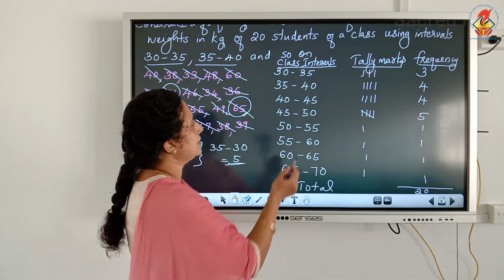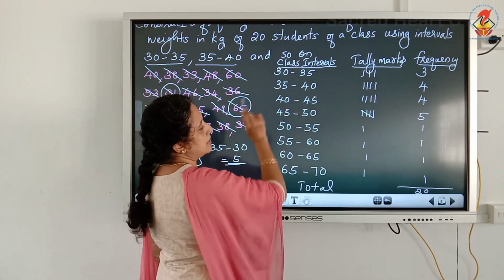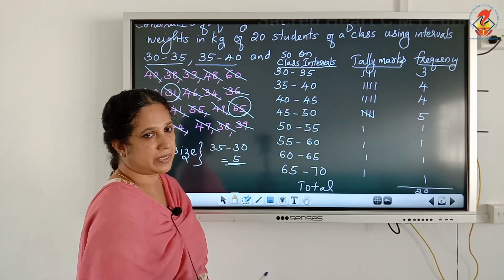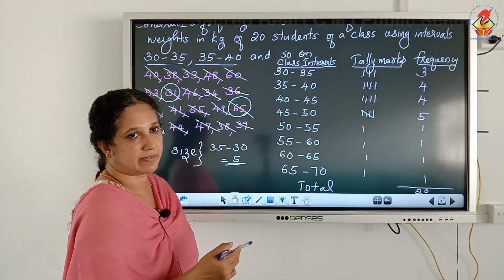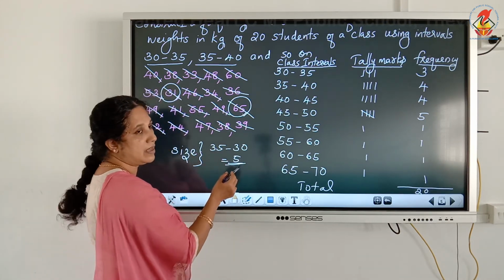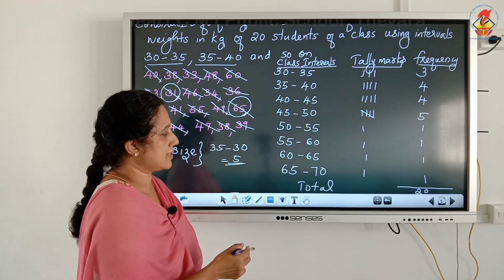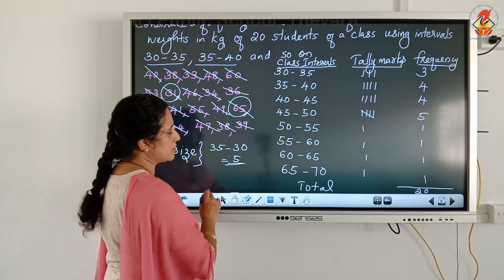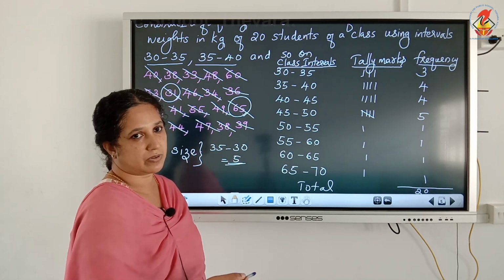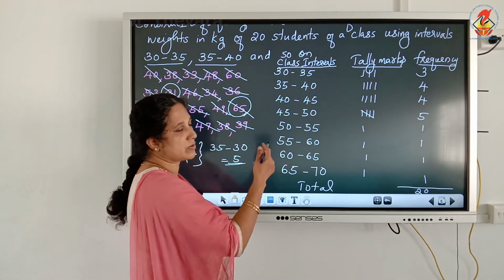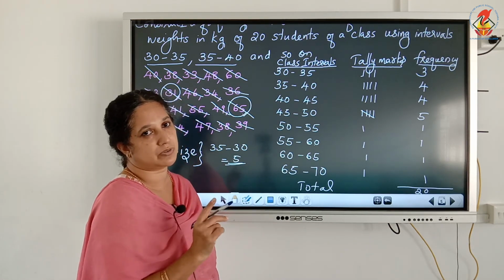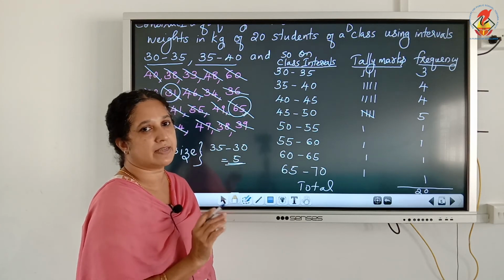3. Then 30 is known as the lower class limit and 35 is known as the upper class limit. And what is the size of the class interval? The size of the class interval is the upper class limit minus the lower class limit, and you can see that the size of the class interval is 5. Once you have selected the size, for each class interval the size should remain the same.